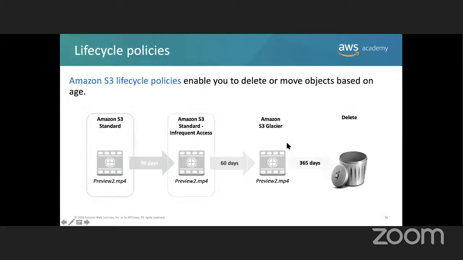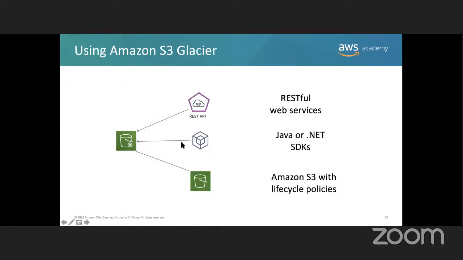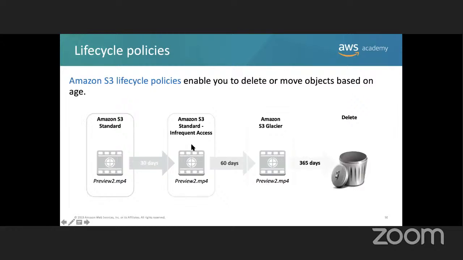The Lifecycle policy, an example that I already showed you guys: S3 Standard, after 30 days S3 Standard infrequent access, after 60 days Glacier, and after 365 days, delete. That's called a lifecycle policy. That's how you move all the objects from one place to the other based on the age of the object, right?